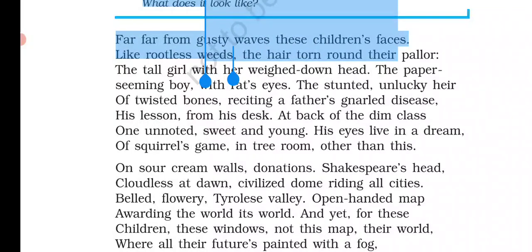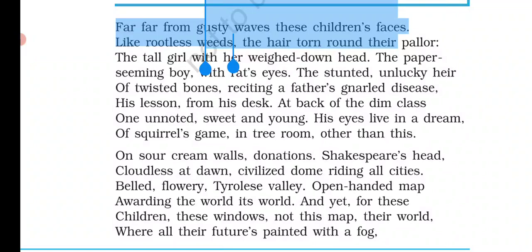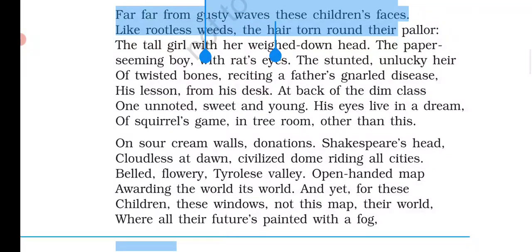And the paper-seeming boy is an example of imagery, which instigates us to imagine and creates the image of the child, and also symbolizes how these children look in a very pathetic condition, right? And then we have twisted bones. Yes, twisted bones means gnarled disease. This is again an example of imagery and symbolism, right? And then we have rat's eye. Rat's eye is an example of metaphor, which means the child has hungry eyes. He's looking for opportunity.